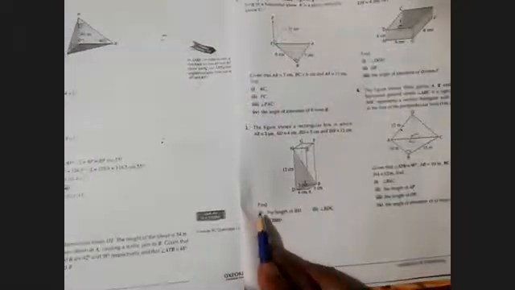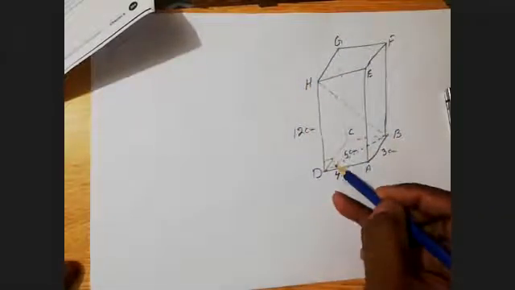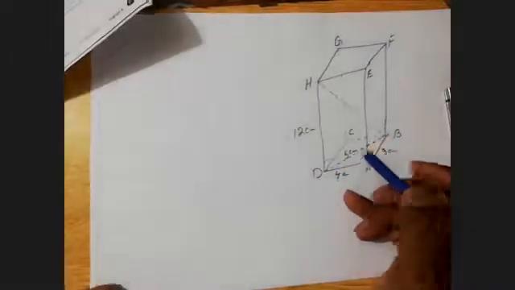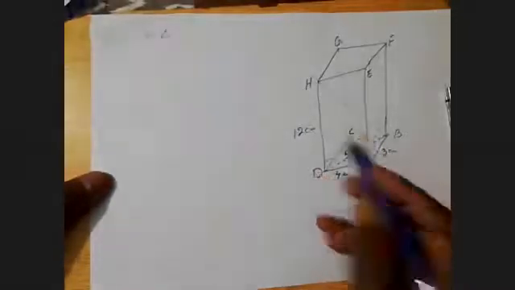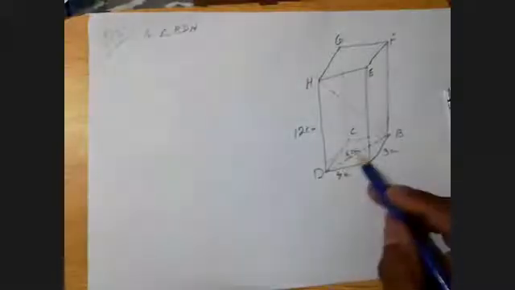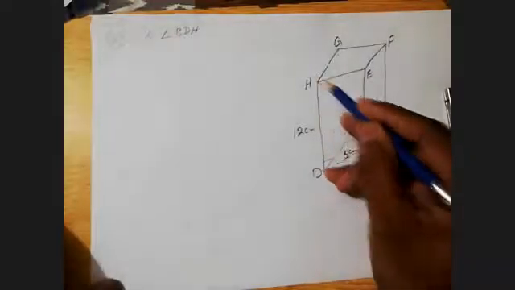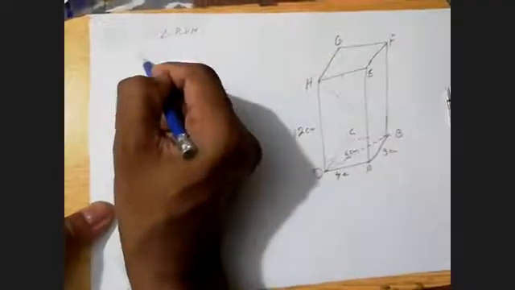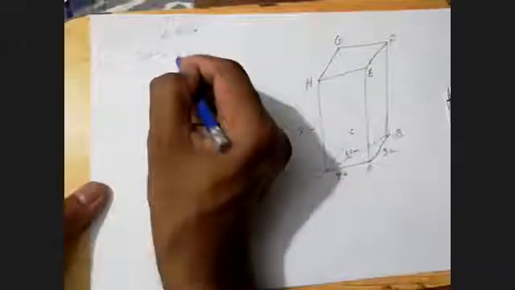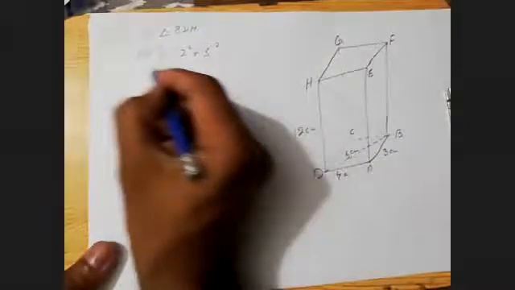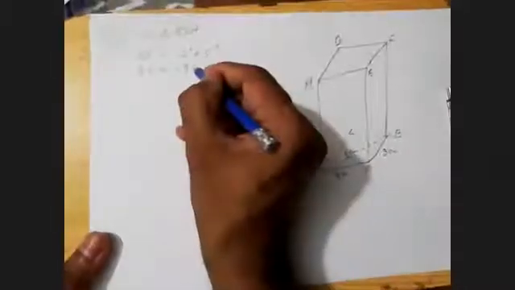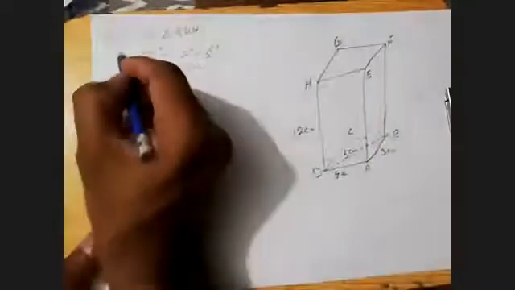Now let us find out the required things. In the first part, the length BH is required. This is a right angled triangle. The base is the diagonal of the base. In right angle triangle BDH, this side is 5 and the perpendicular is 12. So directly we can apply the Pythagoras theorem, 12 square plus 5 square. So BH is 13 centimeter. Unit is also very important. This was the first part.